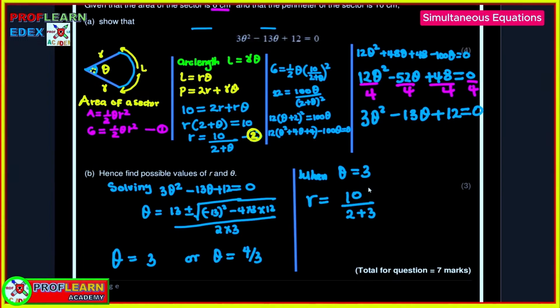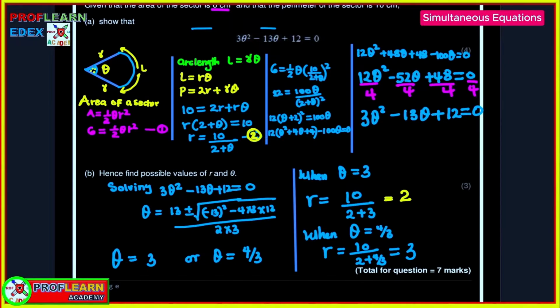okay, yeah, so we can substitute theta equals 3, and then we are going to get our r equals 5. Rather, r equals 2, because 10 divided by 5 is 2. And when theta is 4/3, we can also substitute into this part, and we are going to get our r equivalent to 3. Right, so that's exactly what you're supposed to do in that particular question.